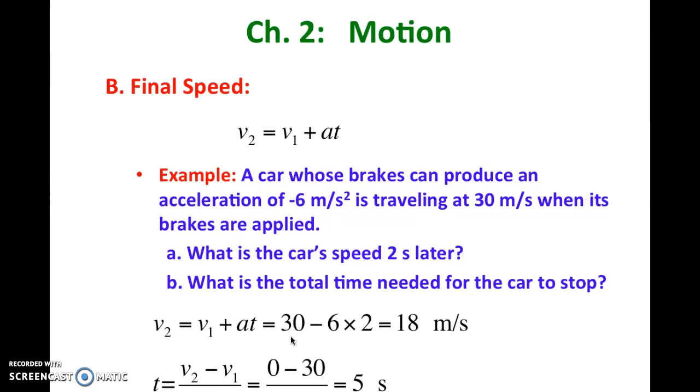First, from the final speed formula, we have v2 equals v1 plus at, substituting 30 meters per second as the initial speed, v1, negative 6 meters per second squared as the acceleration, and 2 seconds as the time. We can find the speed of the car as 18 meters per second after it travels 2 seconds.